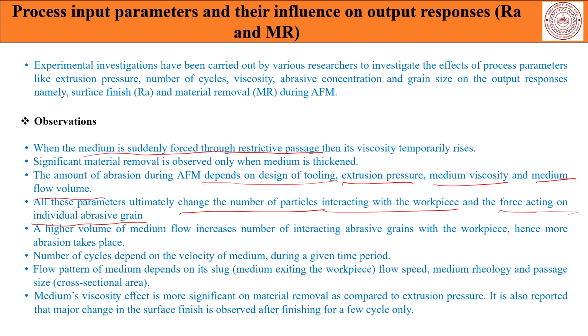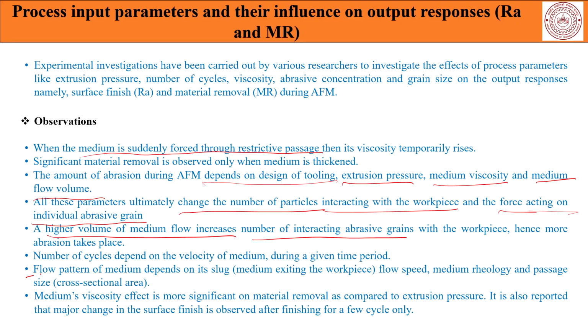So, a higher volume of medium flow would generally increase the number of interacting abrasive grains, as intuitively one can reason, and hence more abrasion should typically take place if the flow is higher, the number of the cycle speed is higher. Now, as the number of cycles also depend on the velocity of the medium during a given time period, therefore, intentionally if you alter the velocity, the number of cycles of course will increase per unit time, and it will result in quick finishing processes.